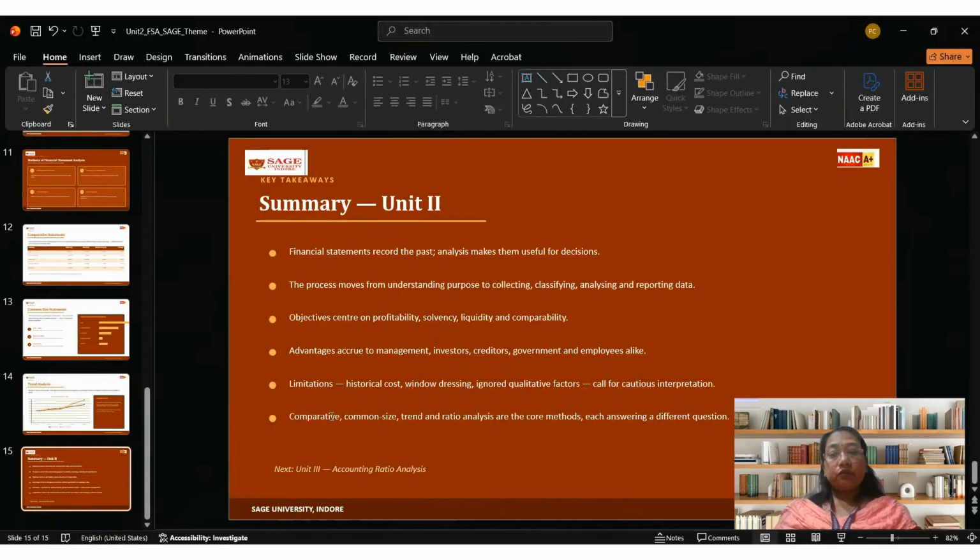That brings us to the end of Unit 2. In our next class, we will build directly on today's foundation and move into Unit 3, accounting ratio analysis, where we'll take the ratio method we introduced today and study it in full depth. Before then, I encourage you to take any company's published annual report and try preparing a simple comparative statement of its income statement, just like the example we saw today. Thank you for watching.